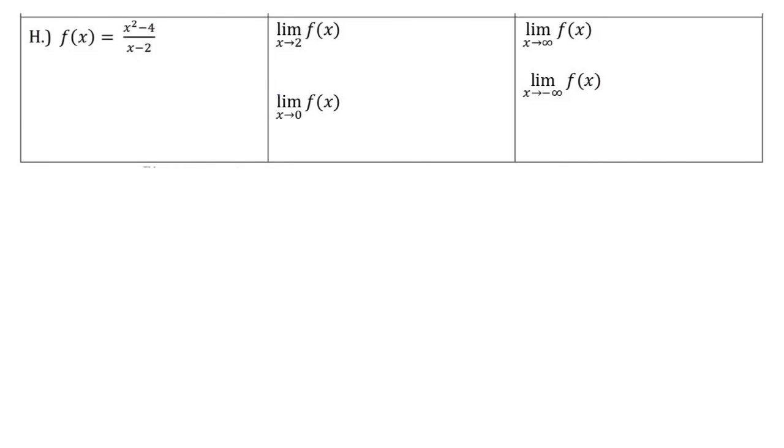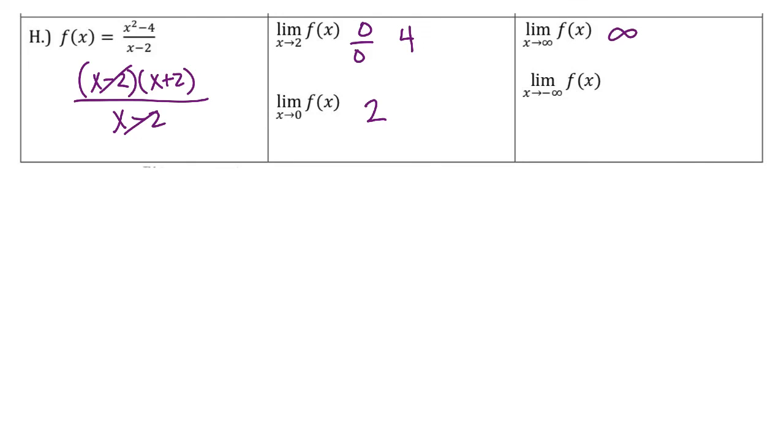Okay, and now part H, we're going to look at that reciprocal. And so again, we're going to substitute in 2, and if we substitute in 2, we are going to get 0 over 0. And again, that means we have some kind of removable discontinuity here. We're going to have to factor and do some canceling. And so now when we reapply that limit, we are going to get 4. As x approaches 0, we get +2. And as we tend toward positive infinity, then it looks like this is going to be positive infinity as well.